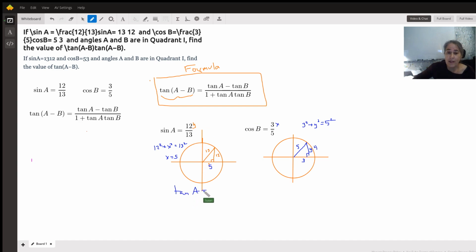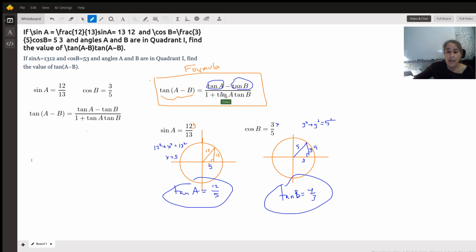So the tangent of A is the y divided by the x, which is 12 over 5. And the tangent of B, again, is the y divided by the x, which is 4 over 3. So I'm going to use these values, 12 over 5 and 4 over 3, to replace tan A and tan B in this formula. So over here on the left, instead of tan A, I'm going to write 12/5, and instead of tan B, I'm going to write 4/3.